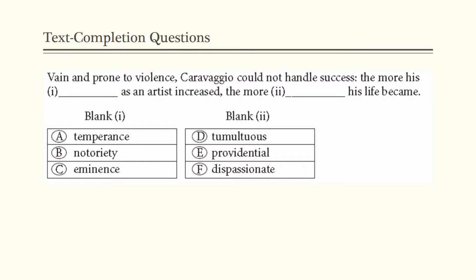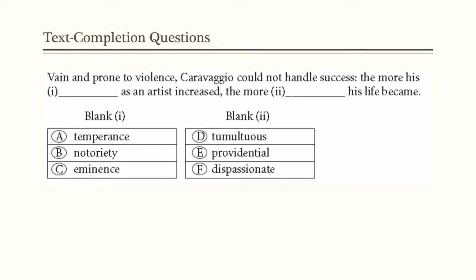Now, in blank 2, what is a word that would mean out of control? The choices are tumultuous, providential, dispassionate. Now, choices E and F don't apply here at all. And choice D, tumultuous, is the best fit for the second blank.